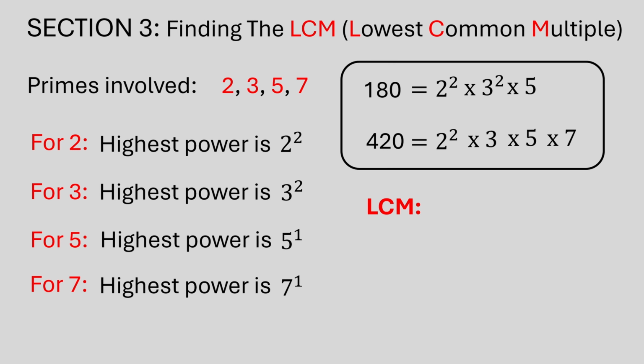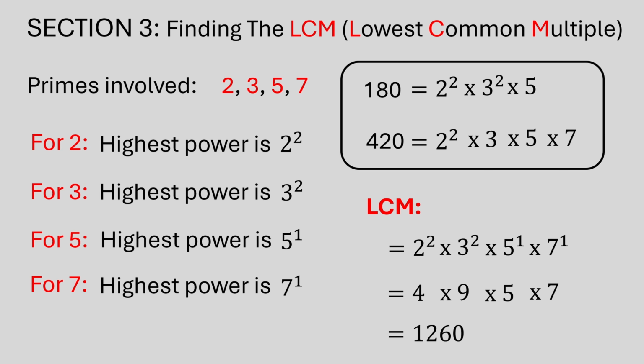So the LCM is 2 to the power of 2 times 3 to the power of 2 times 5 times 7 is equal to 4 times 9 times 5 times 7 is equal to 1260.